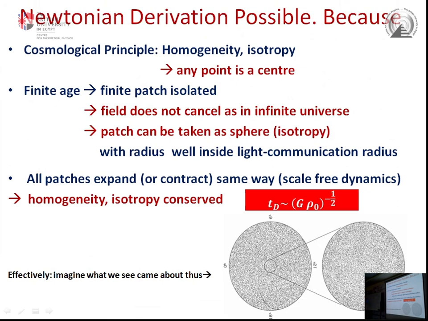Our only problem is how big that patch has to be. For isotropy and homogeneity to be nearly true, and second, for the Newtonian theory not to break down, we have to make a compromise. We'll see how that comes about. Okay? So we can imagine that we're taking this patch here and expanding it like that. And it doesn't matter which patch. Right?